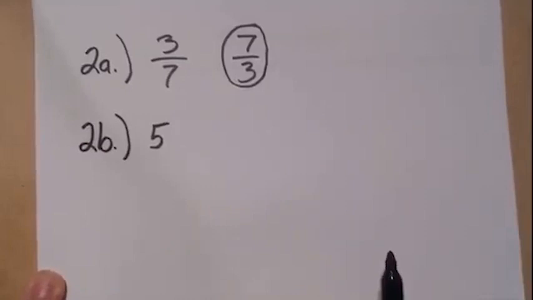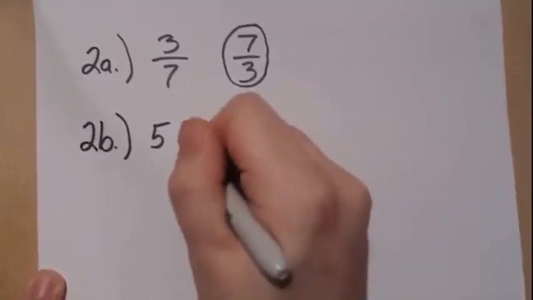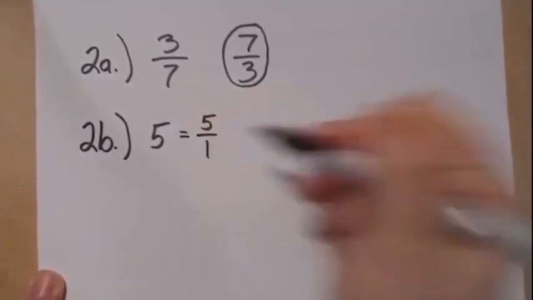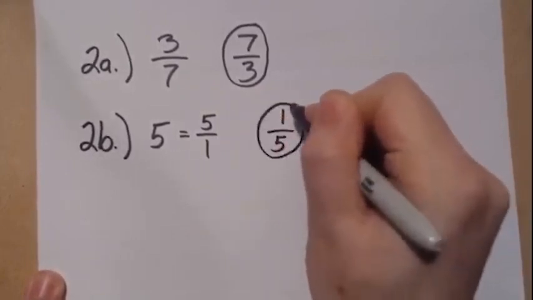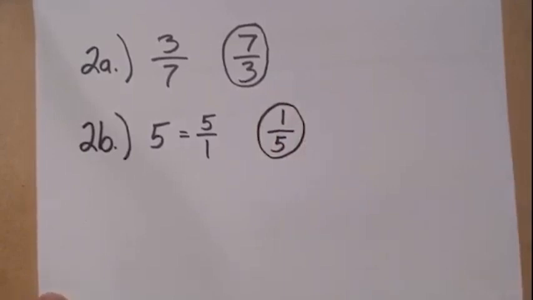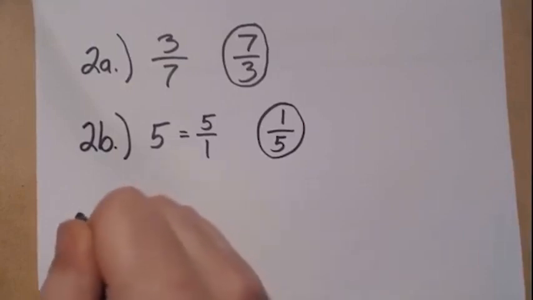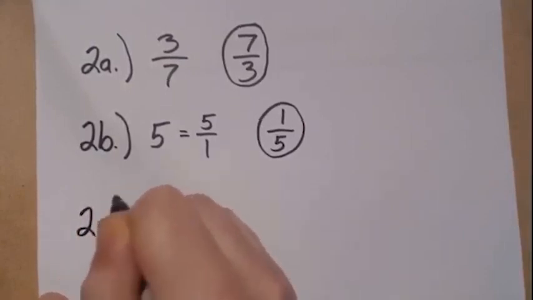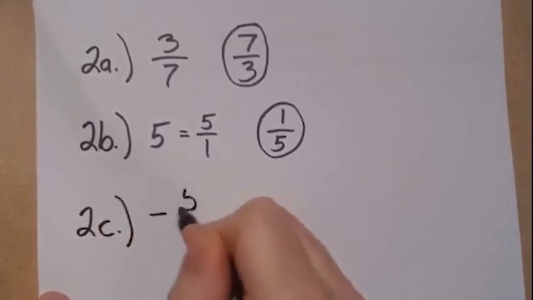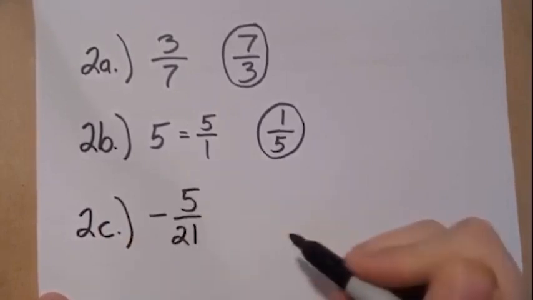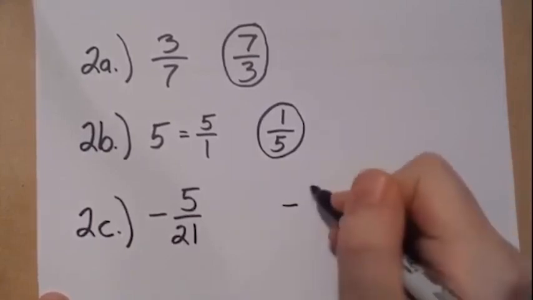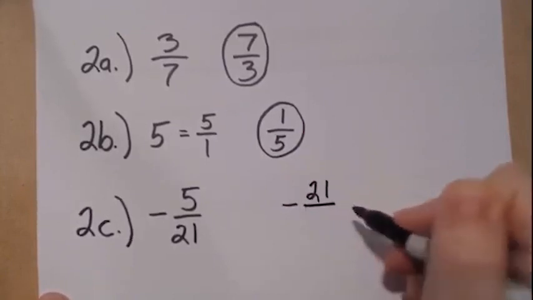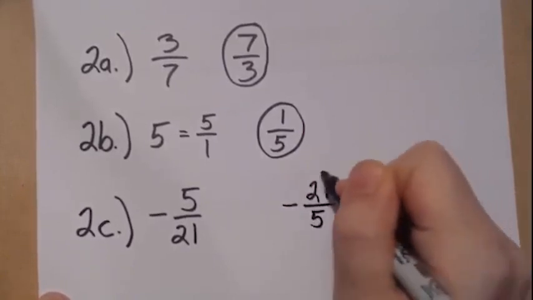2b, we want to find the reciprocal of 5. We know that 5 is 5 over 1, so the reciprocal would be flipping that fraction and getting 1/5. 2c, negative 5/21. Reciprocals do not change the sign. So when we flip that, we will get negative 21 over 5.